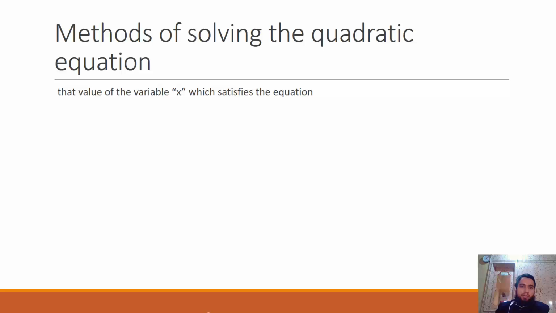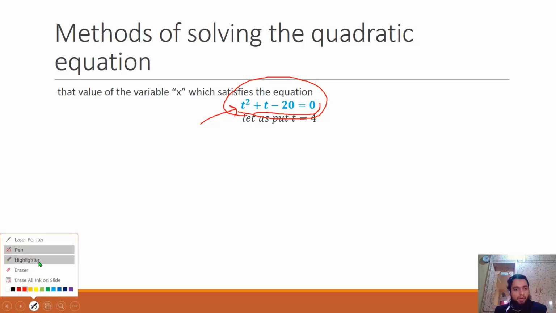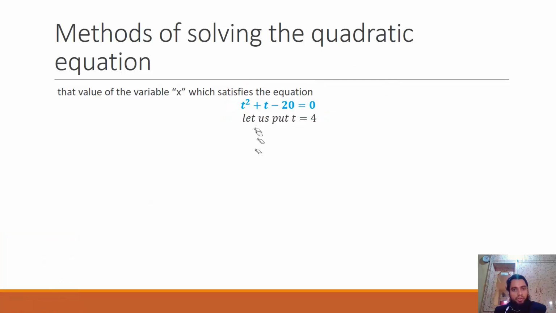So now the question is the method of solving the quadratic equation. How do we solve the quadratic equation? When we say we want to solve the quadratic equation, let's take an example. In the last slide we ended up with this equation. So now we have to solve this equation for t. Actually, we are interested in those values of t, those values of time, which when we put them in this equation, we end up with 0. That is, we call that value of t which satisfies this equation. So let's put t equal to 4 in this equation.